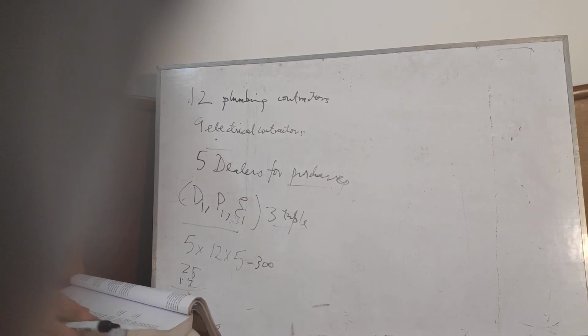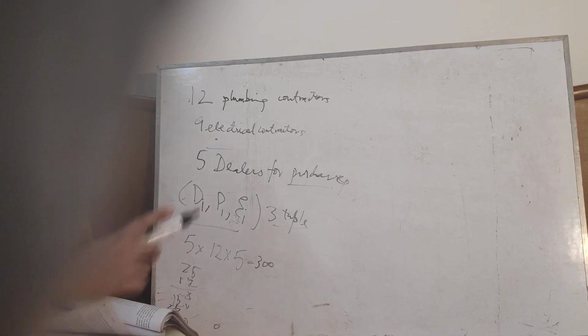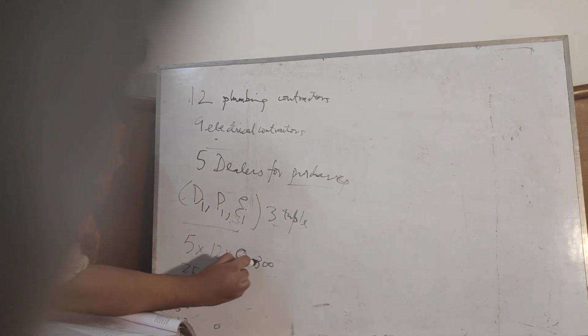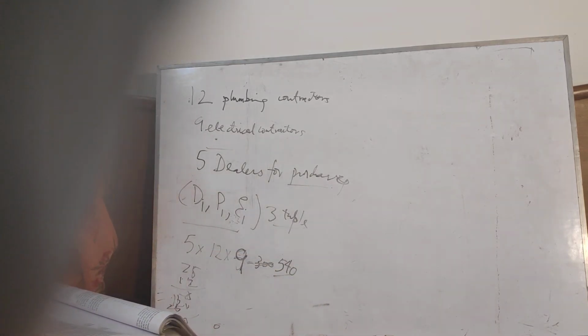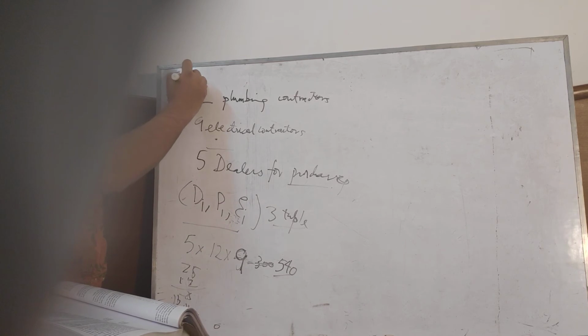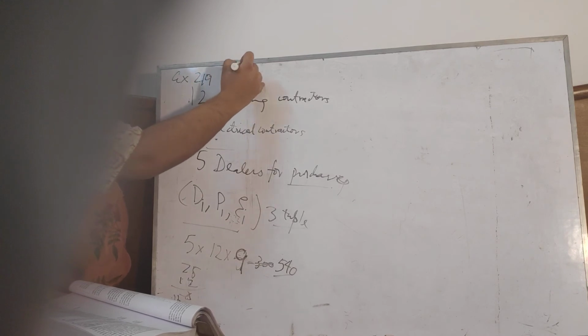Okay. So that would be 9. That is 9. So you get 540 possible 3-tuples. Alright, so that is your example 2.19.